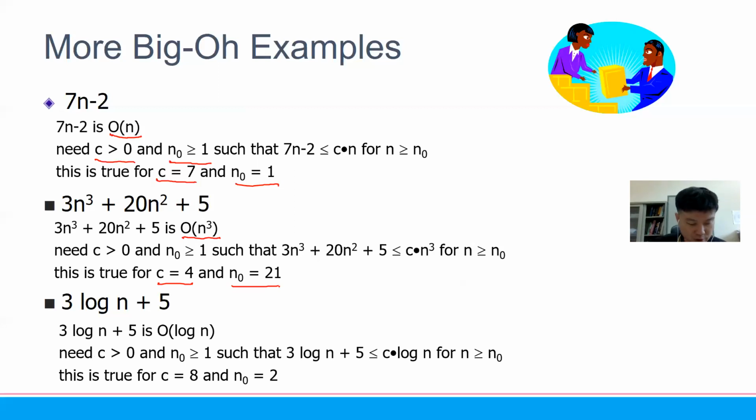The other example, we have 3 log n plus 5 is O(log n). Why do we have this? If you check again with the arithmetic operation, you can have c equal to 8 and n0 equal to 2, which satisfies the condition that we already set before. I don't want to discuss more details about how we get c and n0.